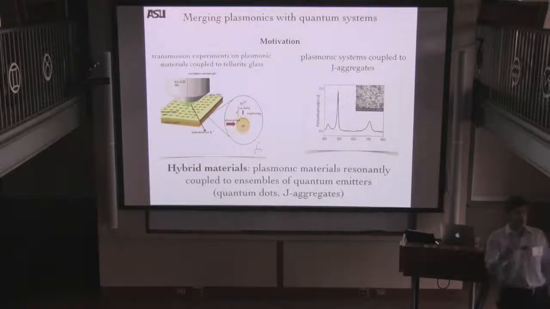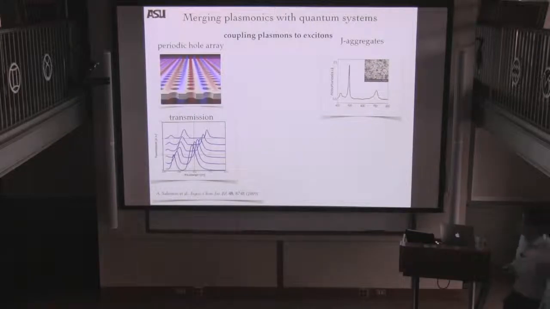So when I say hybrid material, I will refer to material comprised of plasmonic material resonantly coupled to an array of quantum emitters, such as quantum dots, J aggregates, and so on. So, coupling plasmons to molecular excitons, for example. Here is one of the first papers on these kinds of structures, published by Adi Salomon when she was a postdoc in Thomas Ebbesen's group several years ago.